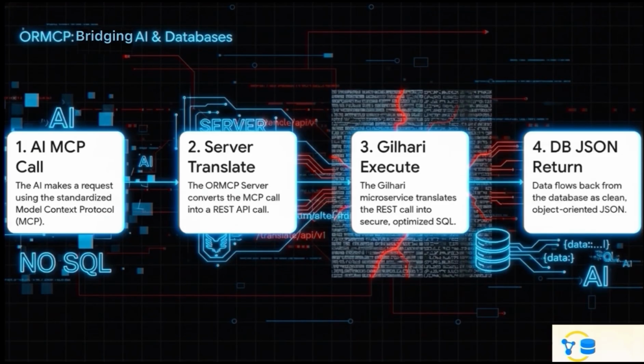And the whole process is actually pretty slick. It's a 4-step flow. First, the AI makes a request using a standard protocol, and get this, it never writes a single line of SQL. Then the ORMCP server translates that request into a simple API call. From there, a specialized little microservice called Gilhari takes over and generates the secure, optimized SQL needed. And finally, the database sends back the data as clean, object-oriented JSON, a format the AI can understand without breaking a sweat. It's a super secure and efficient pipeline from start to finish.